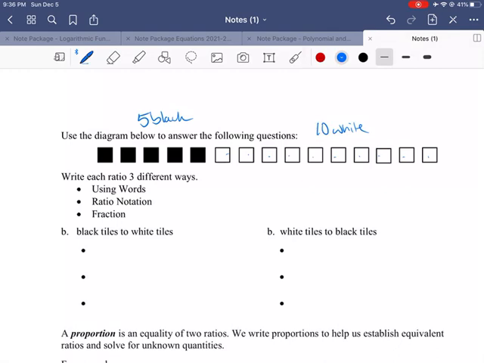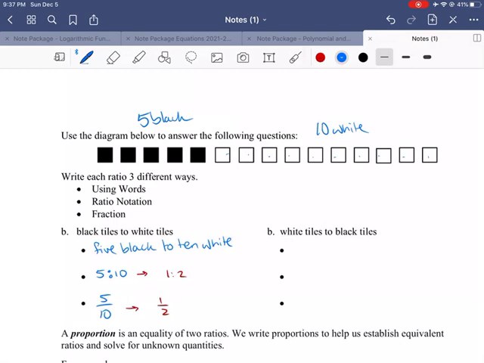So let's compare the black to white using words. So we have 5 black to 10 white. And in ratio notation, 5 to 10. And as a fraction, we got 5 over 10. Now, you can reduce these the same way that we reduce fractions. So this is going to be 1 over 2. So you could compare that as 1 to 2.